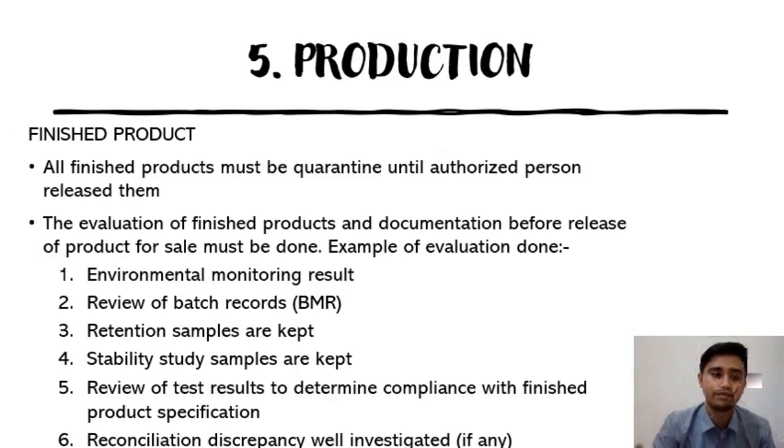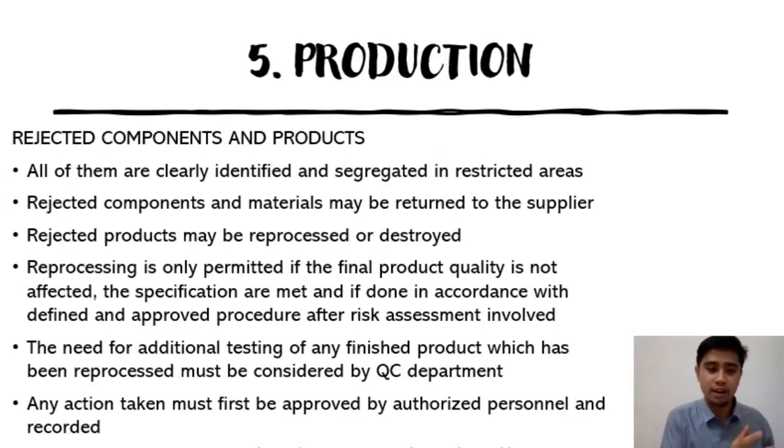Now we continue with the next part of the production chapter, which is rejected components and products. All of the rejected components and products must be clearly identified and segregated in restricted areas. The rejected components and materials may be returned to the supplier according to the discussion with the supplier and according to the supplier's policy on the return of rejected product. The rejected products may be reprocessed or destroyed.